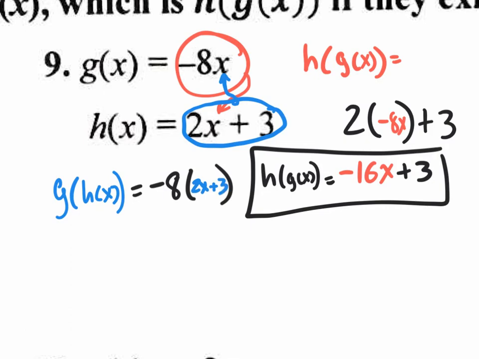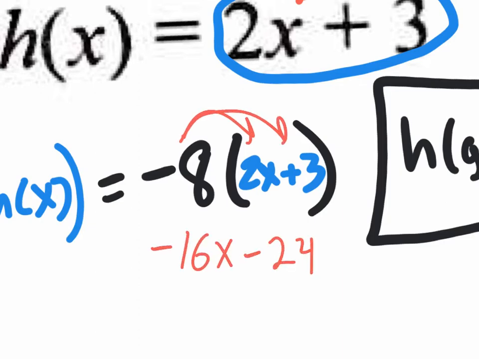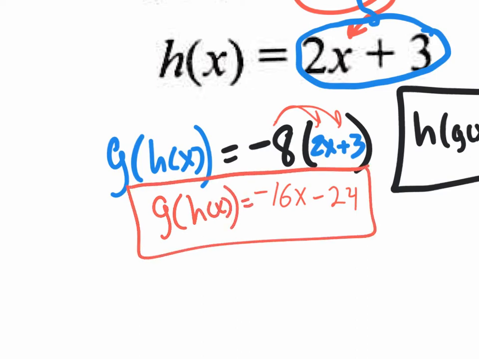And now to simplify, what do we do? Somebody said it. Distribute. So negative 8 times 2x is negative 16x. Negative 8 times 3 is negative 24. And we're done. That's our answer right there. Pretty fun, right? G of h of x is negative 16x minus 24.